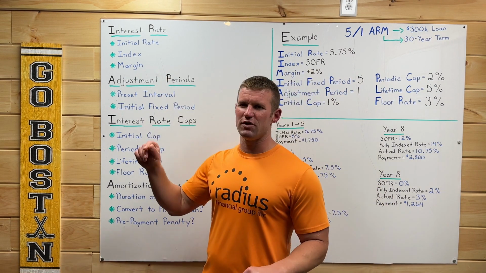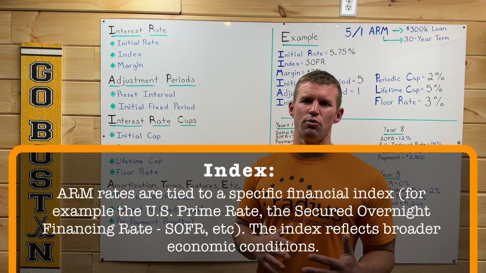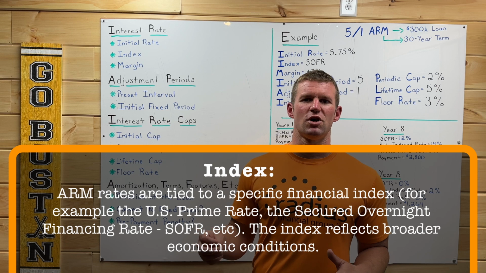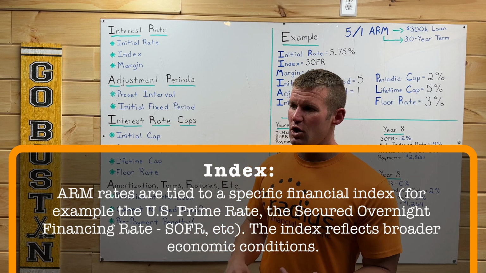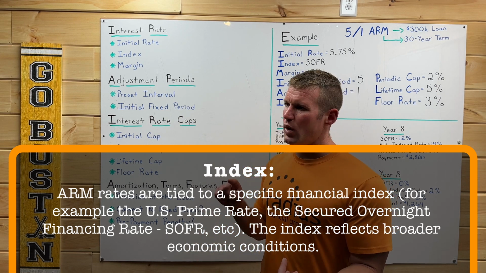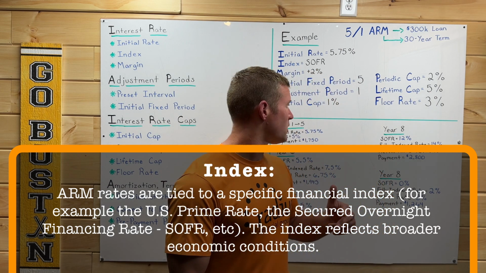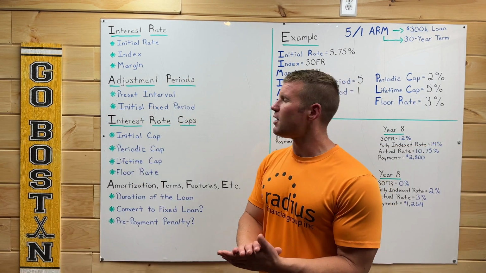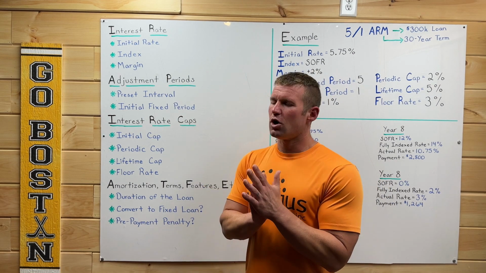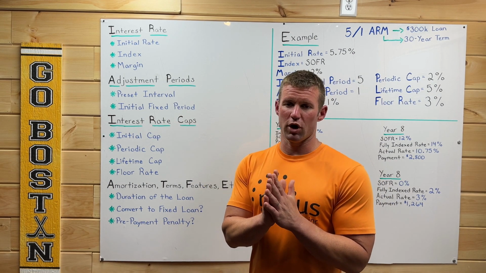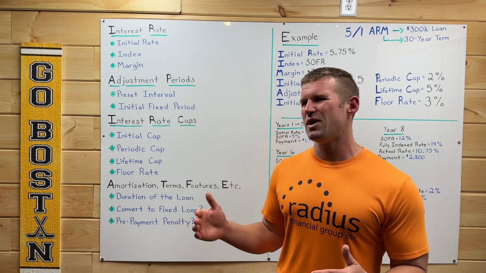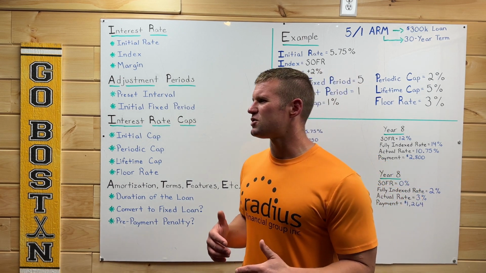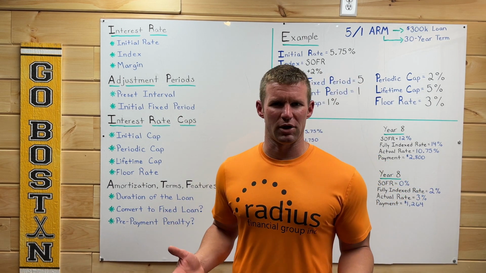So next up, we have the index. All adjustable rate mortgages are tied to some sort of financial index, whether that's the LIBOR, whether that's the prime rate, whether that's the SOFR, which we're going to talk about over here. But just know that every ARM, adjustable rate mortgage, is tied to an index. And basically that index is just kind of a barometer of the current economic conditions.